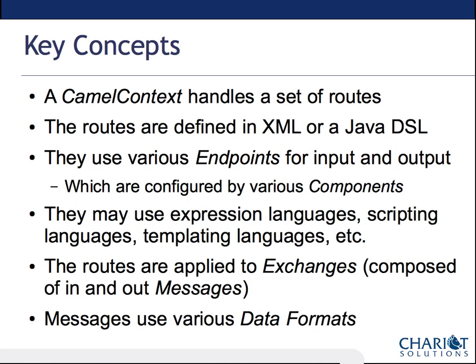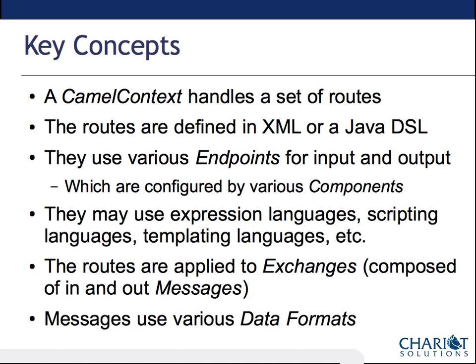Now, key concepts for Camel. A Camel context holds a set of routes. Each of those routes can be defined in XML or in a domain-specific language, typically in Java, though there are a couple other options as well. The routes use various endpoints to get the messages in and out, and those are configured by a variety of components. We're not going to deal too much with that in this screencast, but we'll see more about that in a follow-on. The routes may use expression languages or scripting languages or things like that to manipulate the messages or to define a filter or whatever the case may be. We'll see some examples of that.